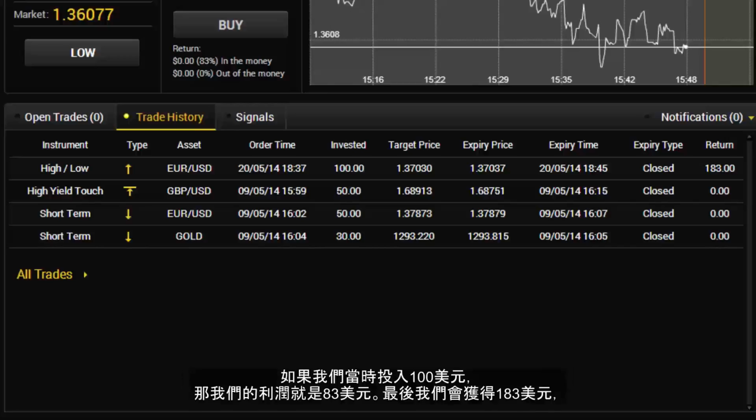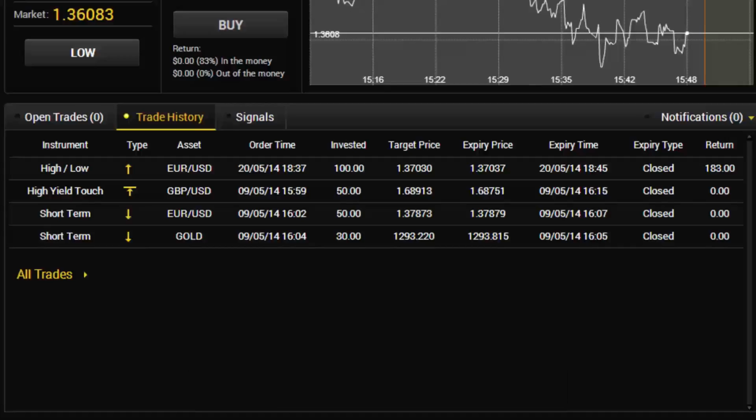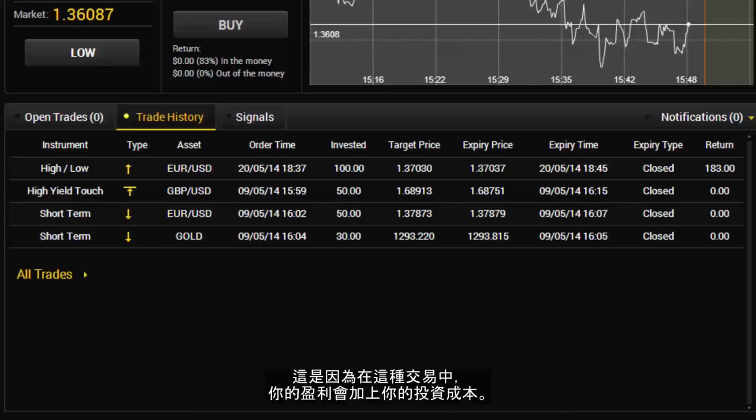If we were to invest $100 and the profit we made was $83, then the total we'd receive is $183. This is because in these type of trades, any profit you make will be added to your investments. However, say we were to invest $50 and we've made no profit on it, then you would lose the $50.